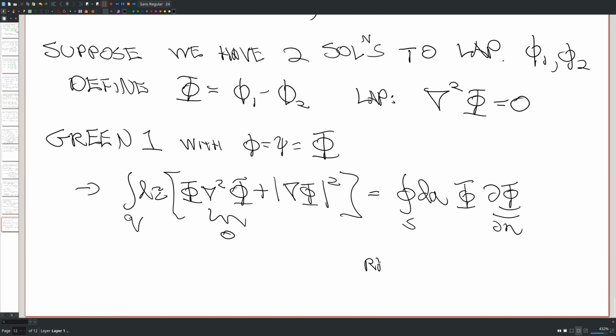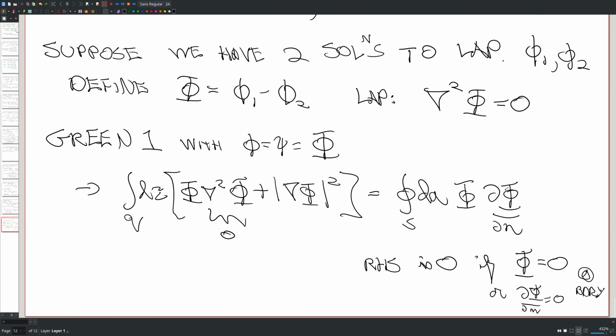The right-hand side is 0 if big phi is equal to 0 or d big phi dn is equal to 0 at the boundary. Okay, if anywhere at the boundary either this or this is 0, then this whole right-hand side is 0. And in those circumstances, the integral over the volume d tau, this term is manifestly 0, there just remains this one here, grad big phi squared, which would be equal to 0.